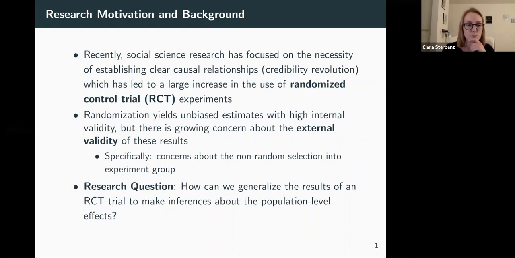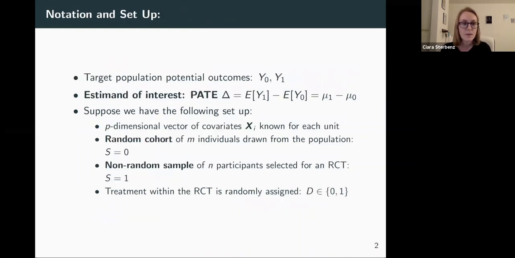And so basically the researchers here are asking the question of how can we generalize the results of an RCT to make inferences at the population level, which is usually what we actually care about. Next slide, please.